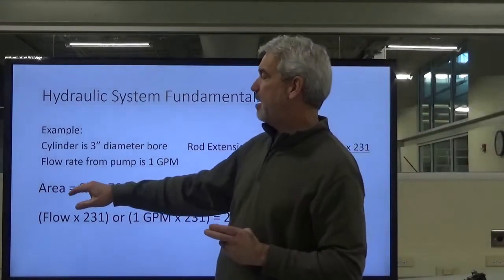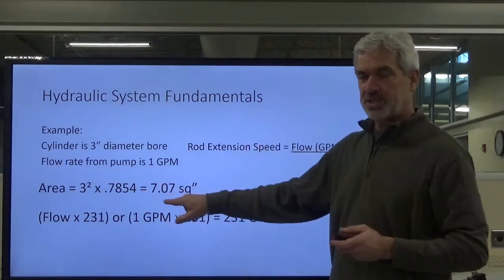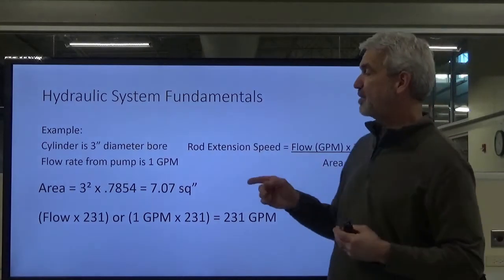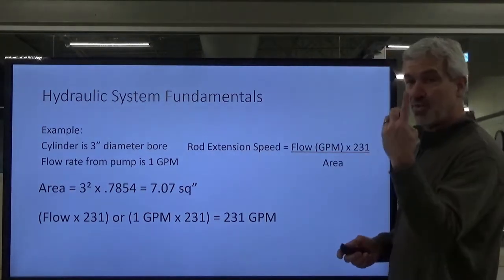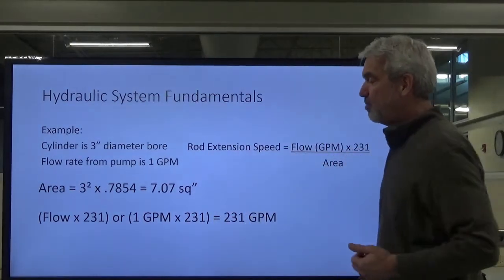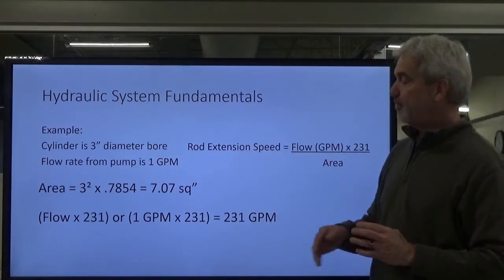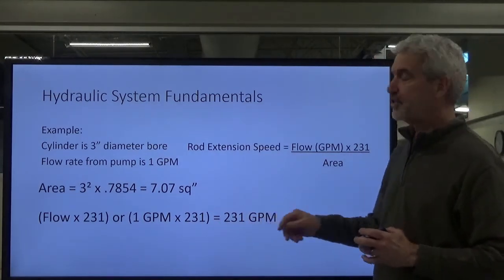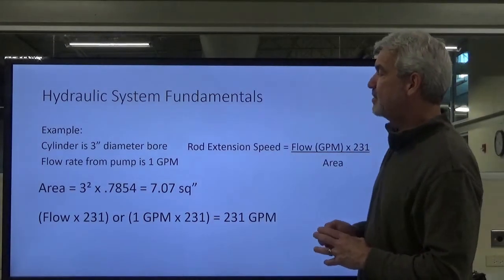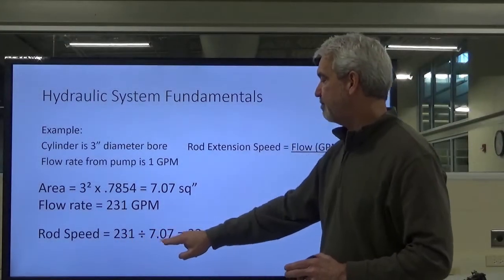So we have an area of 3 squared, our diameter squared, times 0.7854, which as we showed earlier is 7.07 square inches for that 3-inch diameter cylinder. Our flow rate is 1 gallon per minute, 1 GPM times 231, pretty easy. That's our converted number, 231. So we take our 231 and divide it by 7.07.